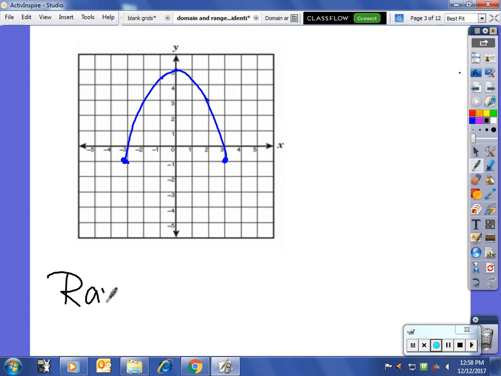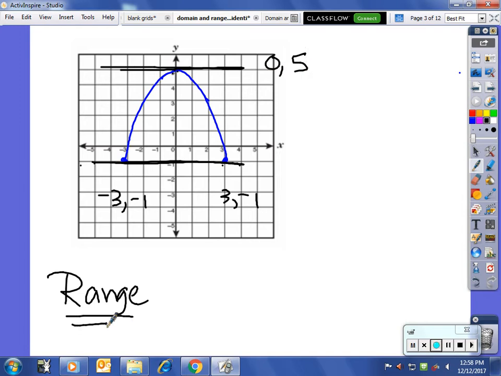All right, try range then. Range is not left and right. It's bottom and top. Okay, and I've got 2 points on the bottom. One of them's at -3, -1. One of them is at 3, -1. And I've got 1 point at the top at 0, 5. If I'm talking about range, which ones do I not care about? The x's. I don't care about the x's at all. I care about the y's. What's the lowest y value? -1. Both of these points had the same y value. What's the highest y value? 5. So you would say -1 is less than or equal to y, which is less than or equal to 5.